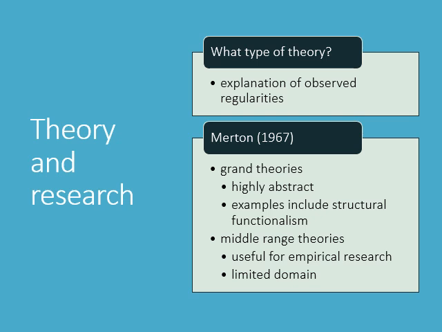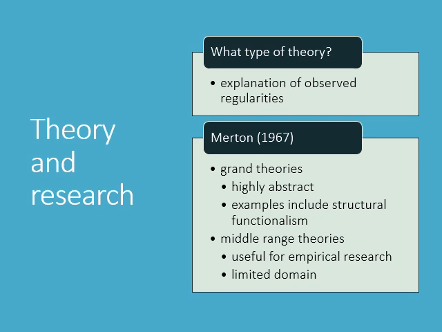So, Merton's contribution. So, who was Merton? Robert Merton was a prominent sociologist, and he made significant contributions to the understanding of theory and social sciences. And in 1967, Merton distinguished between two types of theories: grand theories and middle range theories. Grand theories are theories highly abstract and broad in scope, and they aim to offer comprehensive explanations for social phenomenon. Some examples of grand theories include structural functionalism, which looks at society as a complex system with interrelated parts working together to promote stability and order.